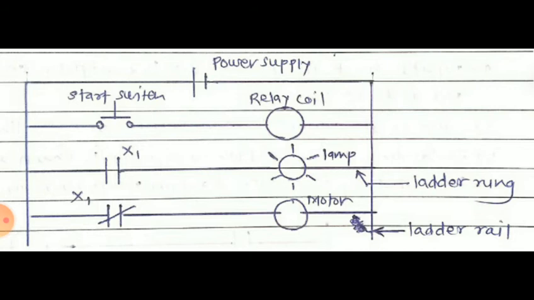Opening the switch, that is the start switch, will de-energize the relay coil, resulting in switching off the lamp and turning on the motor. Now we will see the PLC operation.